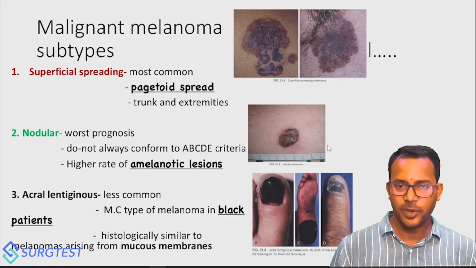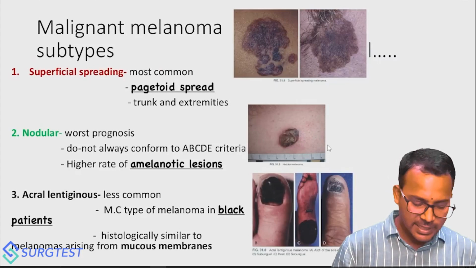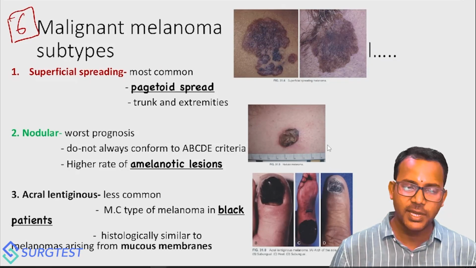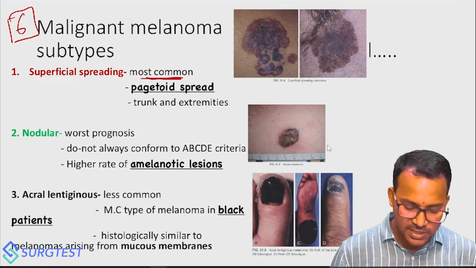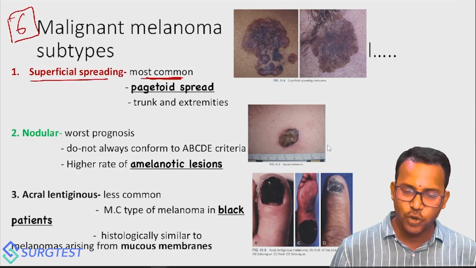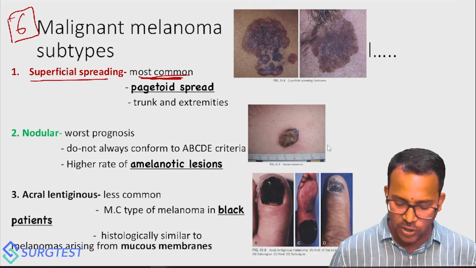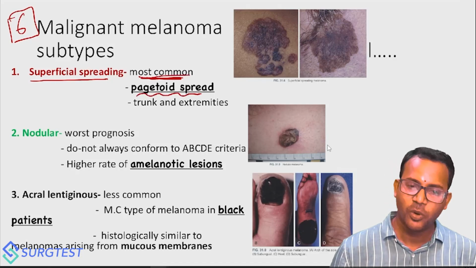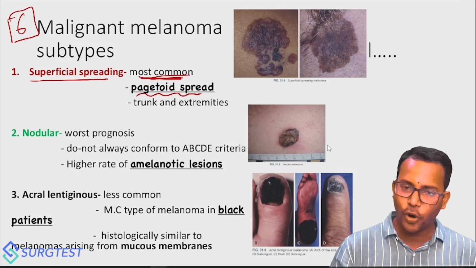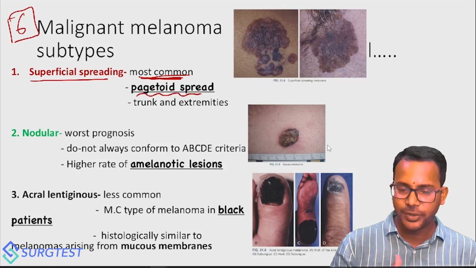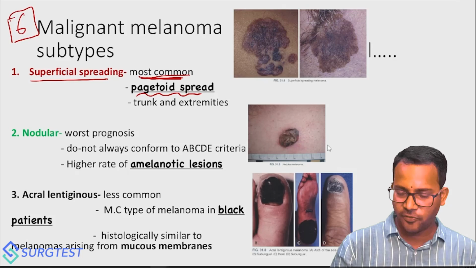Coming to the subtypes of melanoma, there are almost 6 subtypes of melanoma that you have to remember. Out of them, the most important is the most common variety, which is the superficial spreading. The superficial spreading type of malignant melanoma is the most common type, and it has something called pagetoid spread. What is pagetoid spread? It is nothing but a horizontal spread. You understand what is pagetoid because you have something called Paget's disease, wherein the cells form like a sheet, they go along the surface, right?